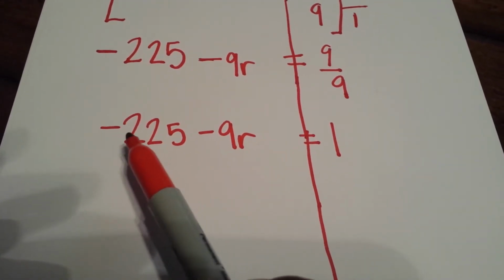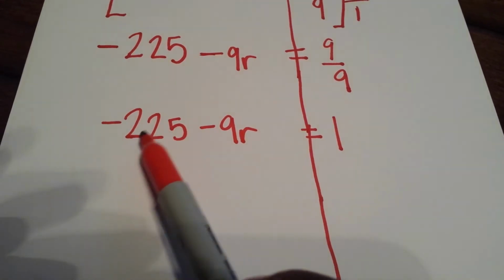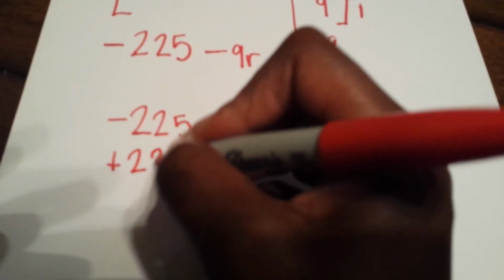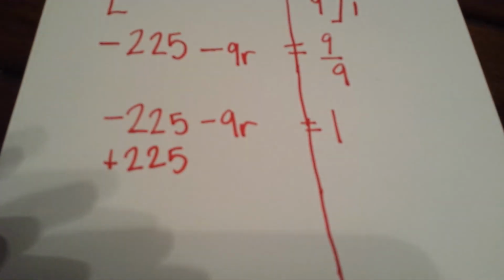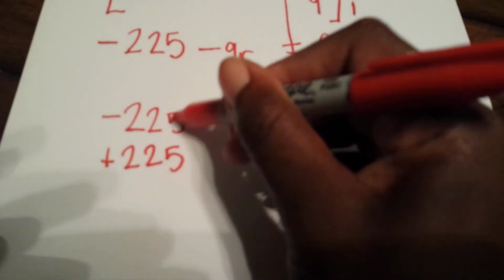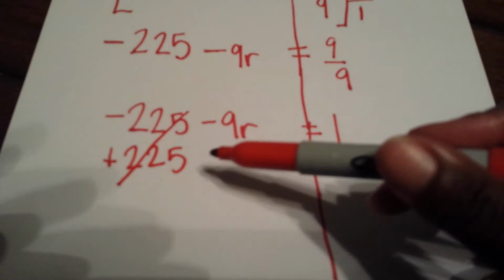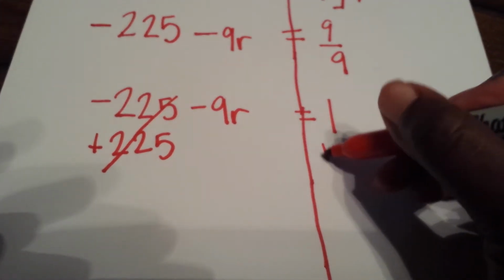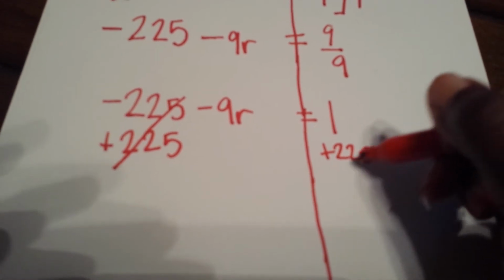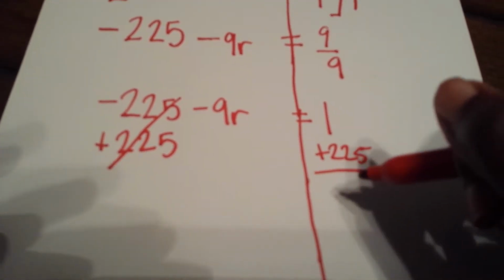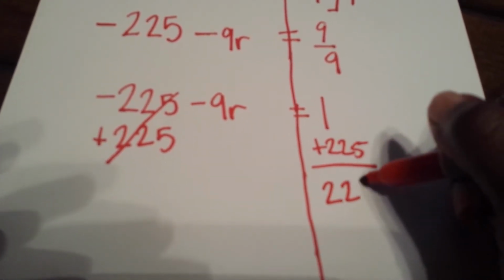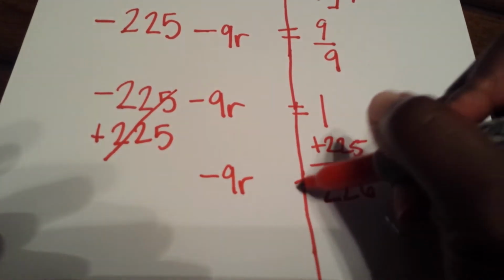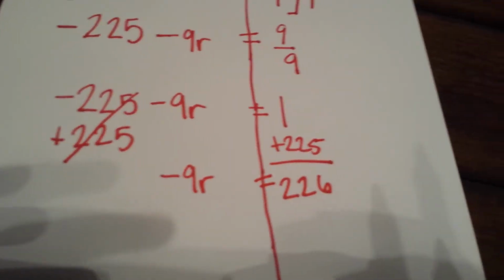But remember, this 225 is negative, it's being subtracted. Then I need to do the opposite and add 225. Negative 225 plus 225 is 0. If I add 225 over on the left, then I need to go add 225 on the right. 1 plus 225 is 226. So I have negative 9r equals 226.